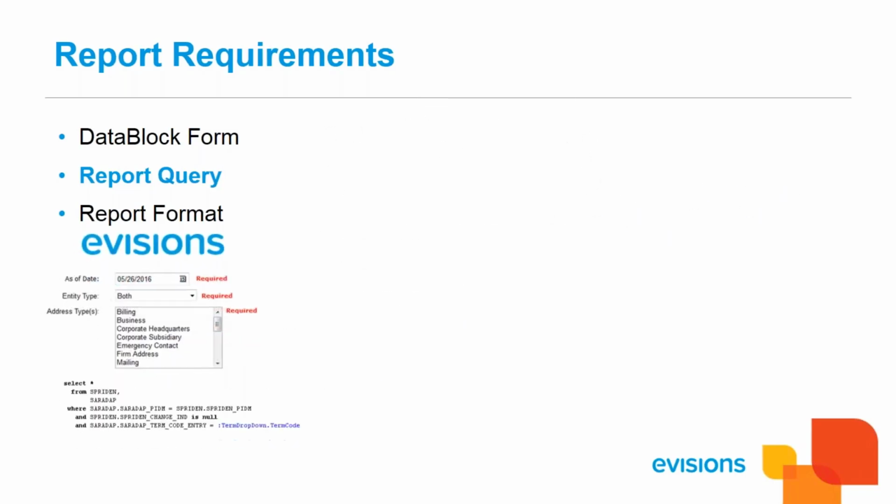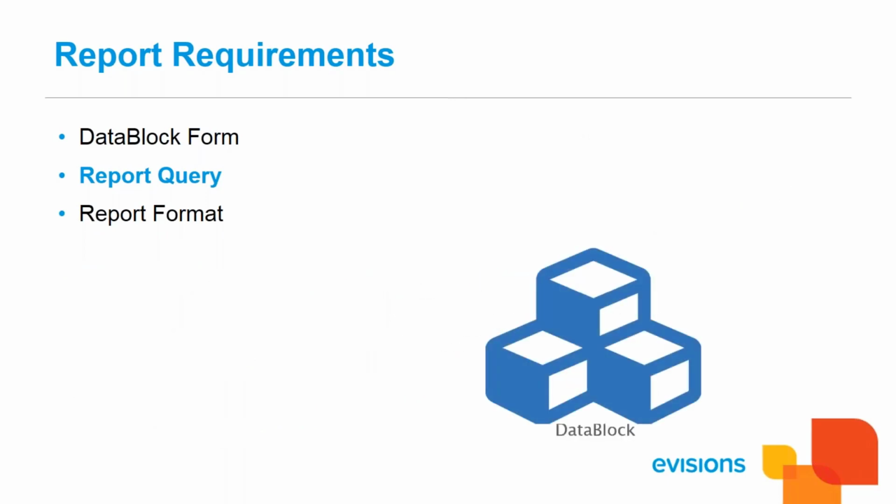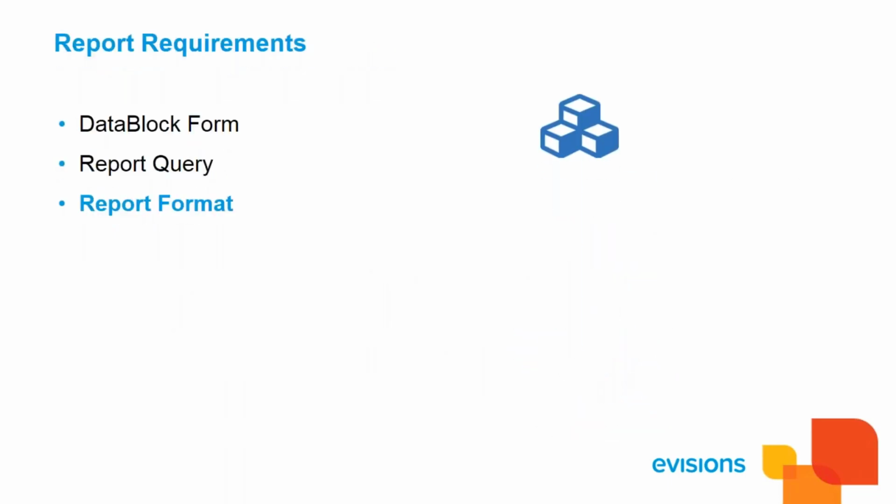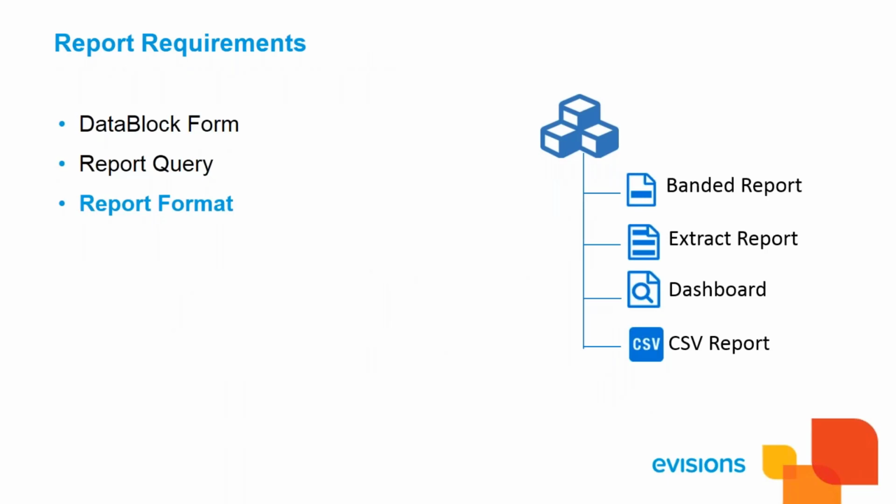In Argos, we take the data block form and the report query and we combine them into one object that we call a data block. Third, we have our report format. The report format contains the instructions used to create the report. Reports are created as children of the data block. This means we can use the data block form and query to create multiple reports. The reports under a data block are just different ways of formatting the data we get back from the database. Looking at our example, we can see there are 4 reports under this data block.